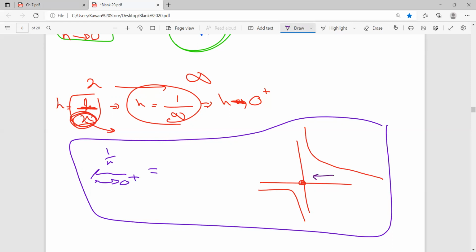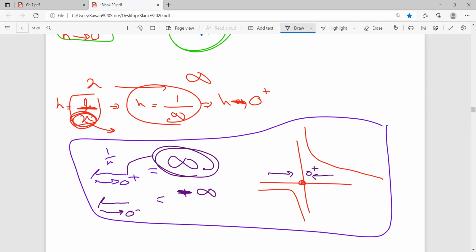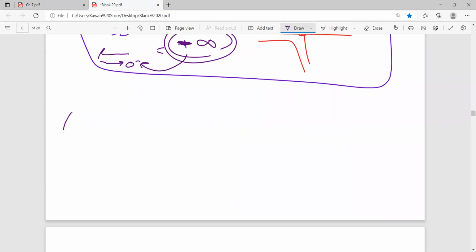I'm going to 0 from the positive part. The value will be what? Infinite, am I right? How about if x approaches 0 from the left side? I'll get what? Understood? That's why when we have a positive part, I say x approaches 0 from the positive side. When we have a negative part, I say it is going to 0 from the left side. You got it? Good. Any question? So my limit is changed to that.